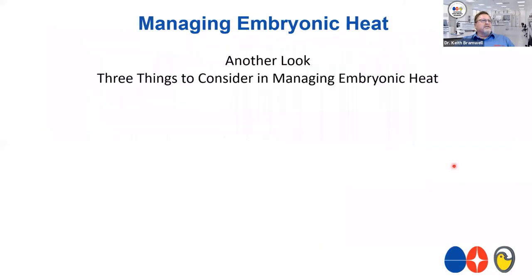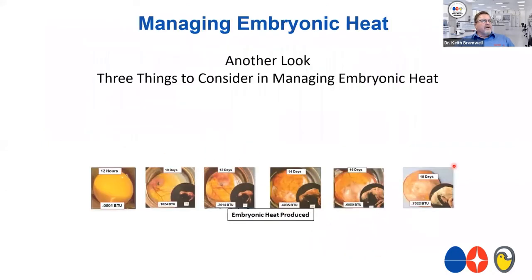How can we make our machines work better? So looking at that developing embryo, 12 hours, and we can look at the BTUs produced, very little, almost immeasurable. 10 days, significantly more heat production. 12 days, 14 days, 16 days, 18 days. There's a lot more BTUs produced by that embryo. So we have our endothermic and our exothermic stage where they're producing more heat than they need.